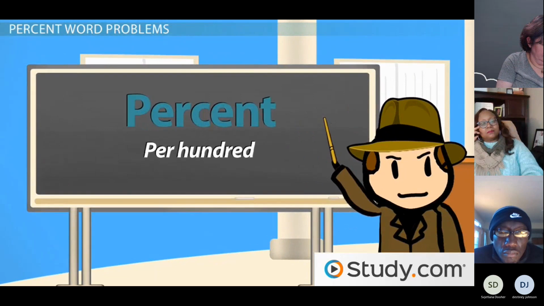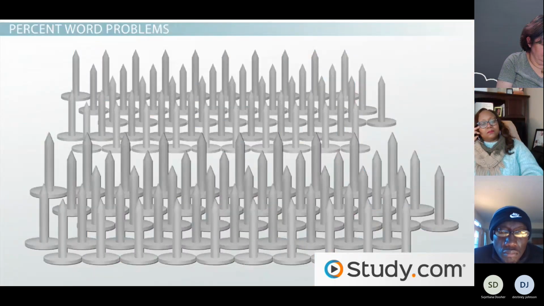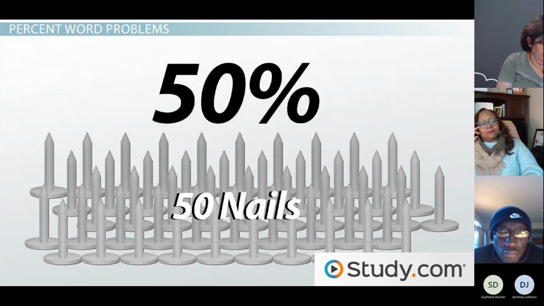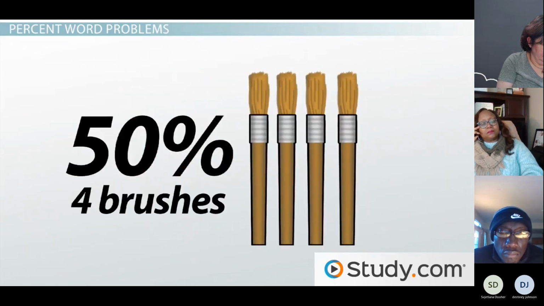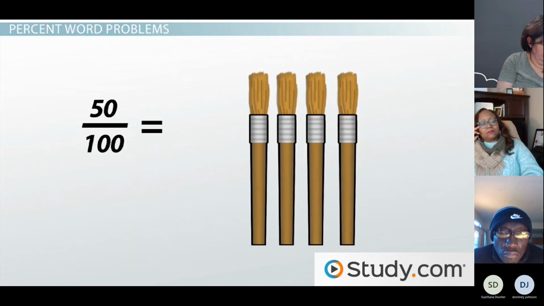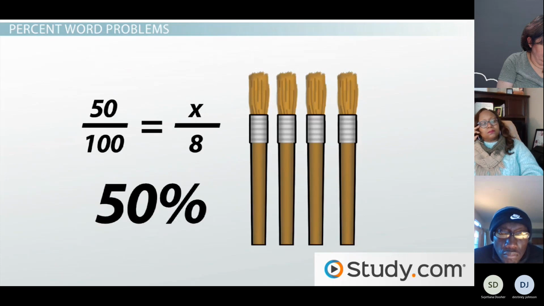First, the word percent just means per 100. If you have 100 nails, 50% of that is 50 nails. If you have 8 paintbrushes, 50% is 4 brushes. To figure this out, we can set up a simple equation. 50 over 100 equals x over 8. 50% is the same as 50 over 100.